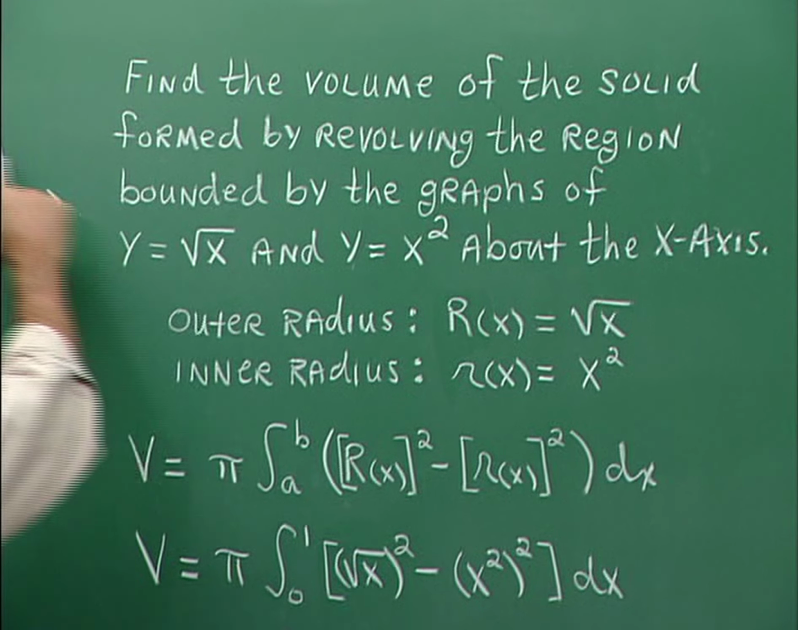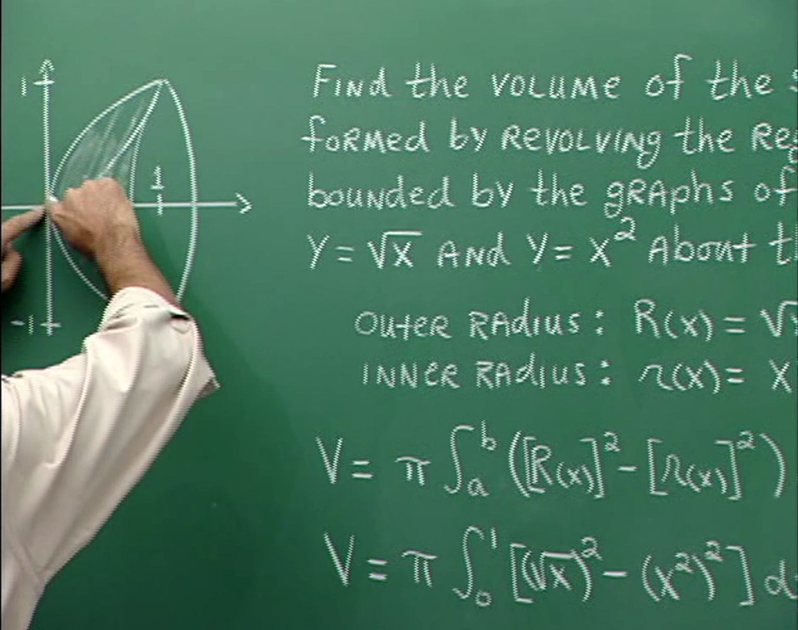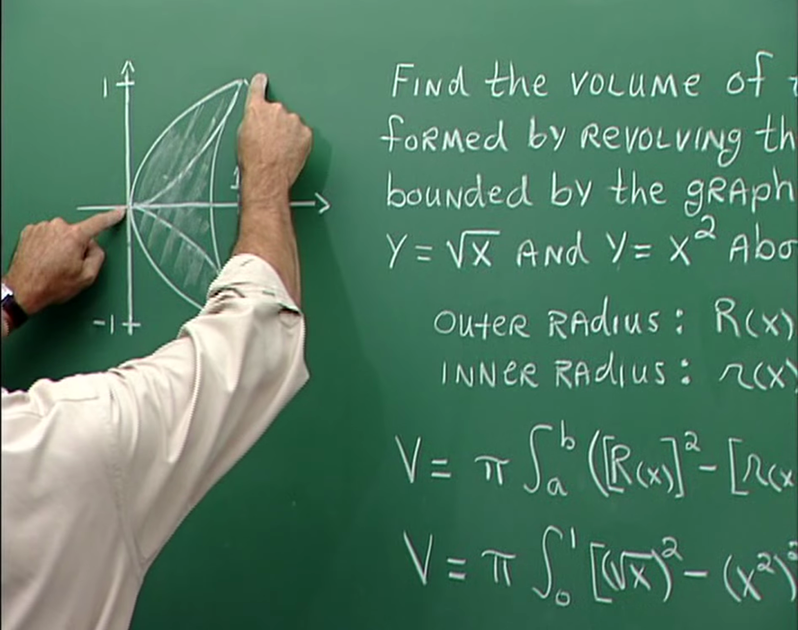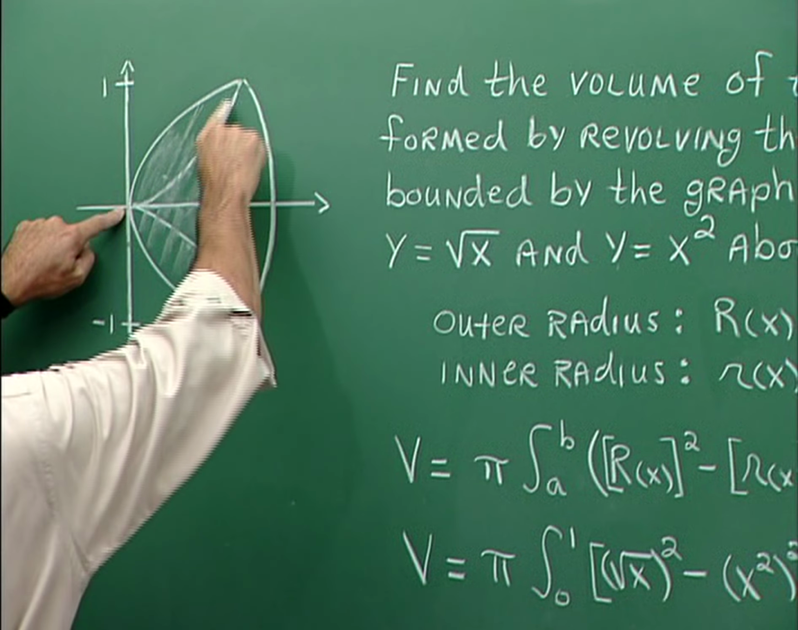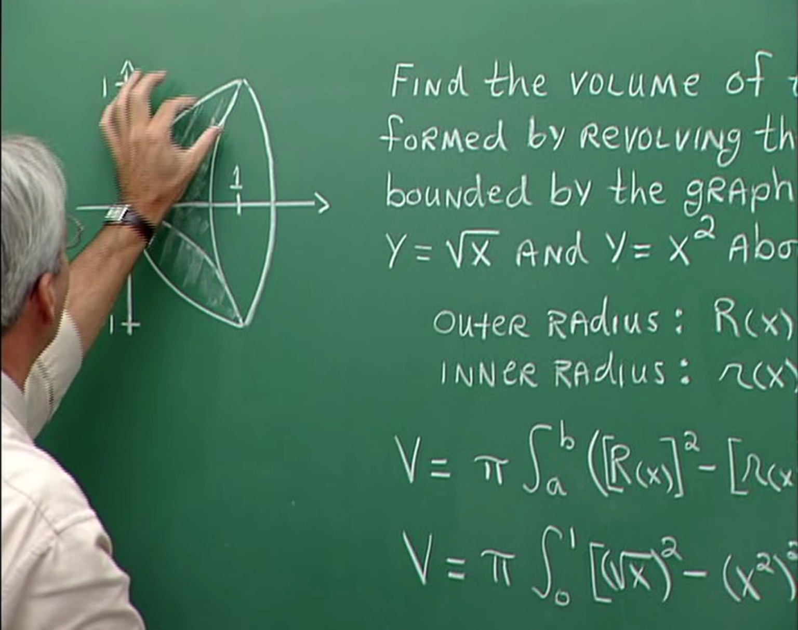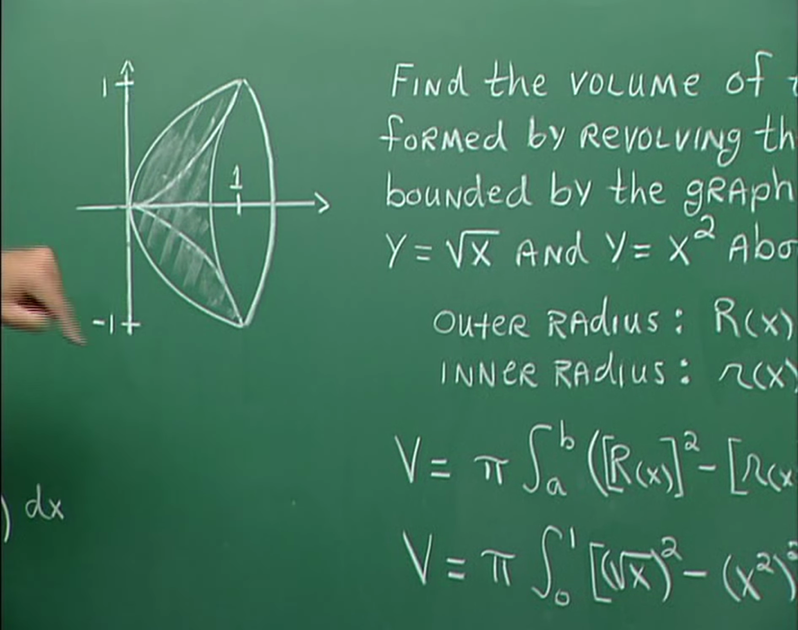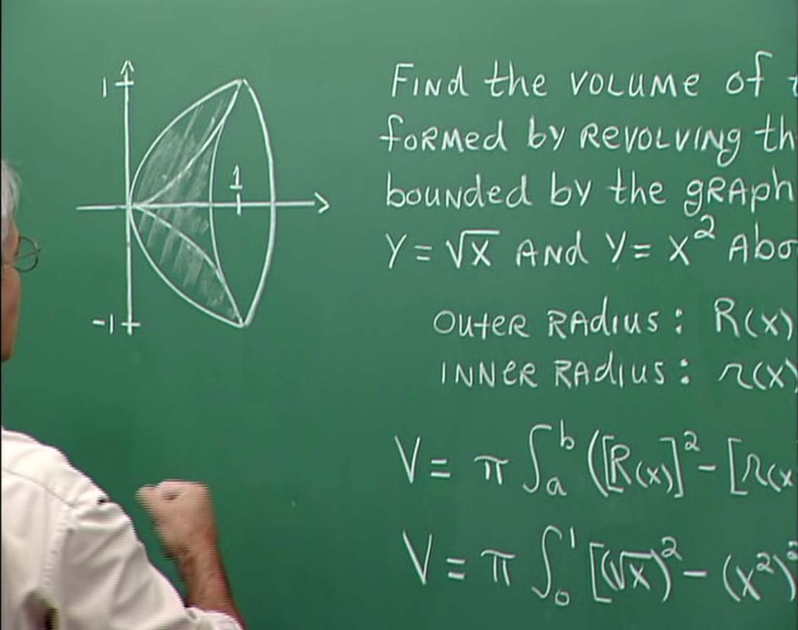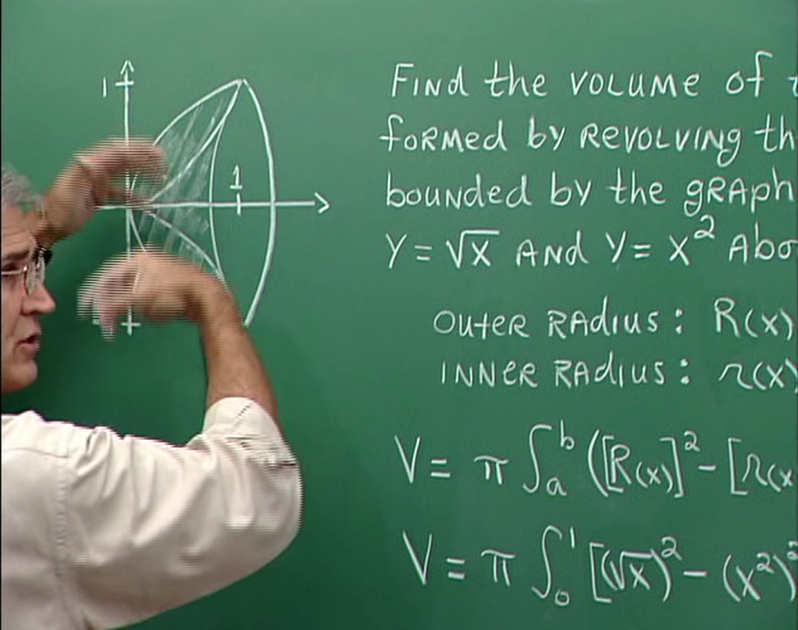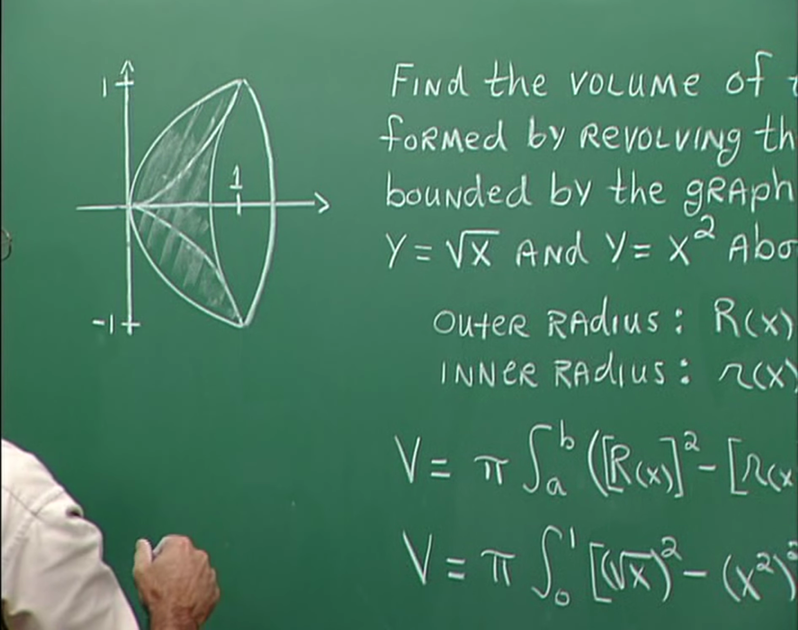Y equals the square root of x. Well, here's the graph. You see, just in the first quadrant we're talking about, and the graph of y equals x squared would be this. All right, and so we're just talking about this little region, but then you spin it around the x-axis, and you have a solid generated in the same way that it was generated before.